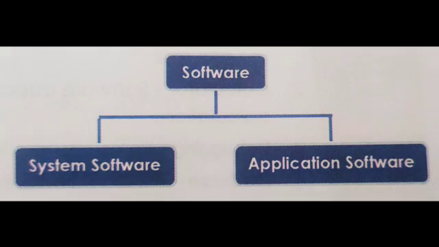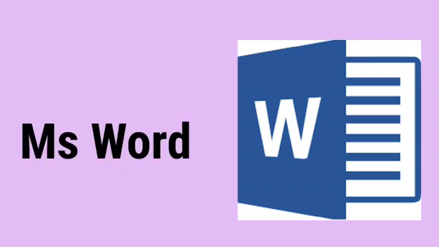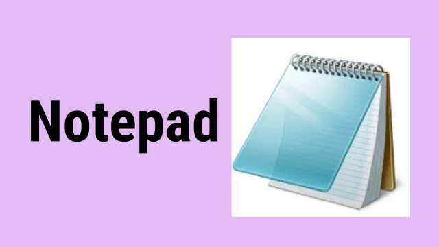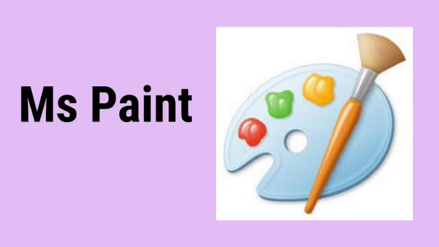Okay, then let us see, identify the softwares from the icons. First one, can you tell me which software it is? Yes, it is MS Word. Next is Notepad. Next is Windows. And the very last one, MS Paint.